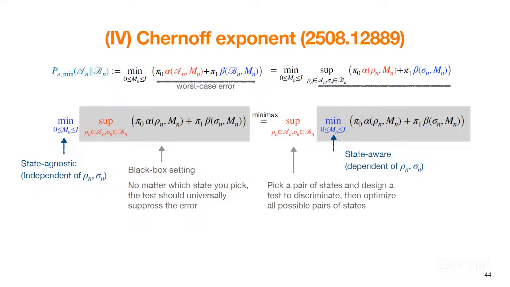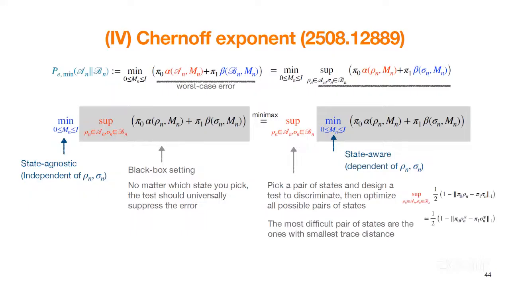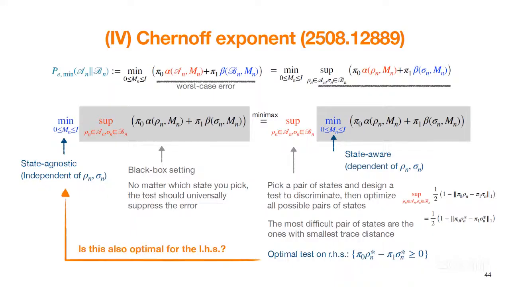Right? Black box setting. But on the right-hand side, we can pick the hardest pair of states to discriminate, and then we design the optimal measurement based on that state. So here we can simply choose the optimal states rho n star and sigma n star that have the closest trace distance, and we can find that the optimal test on the right-hand side is essentially given by the Hoeffding test.